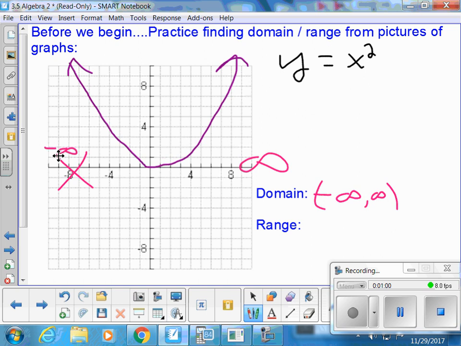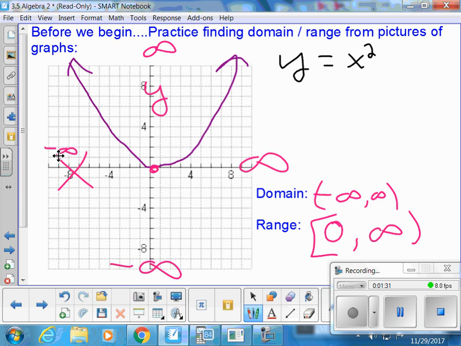So range is our y-axis. Infinity is up here on the y-axis. Negative infinity is down here on the y-axis. Can it go all the way down to negative infinity? No, because it touches here at 0 and it turns around and it heads back up. So what's the lowest value it can get to on the y-axis? 0. What's the highest value it can get to on the y-axis? So our range is 0 through infinity. Okay? Does that make sense?